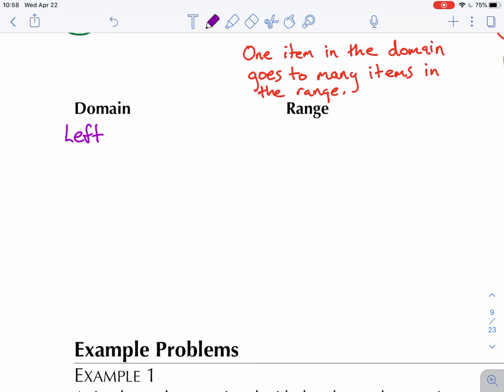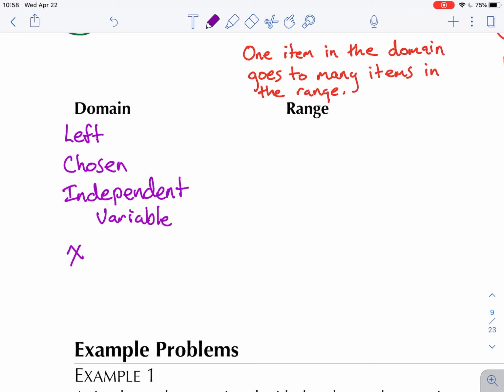So let's write a few notes about the domain values. The domain values are to the left. They're also chosen. We call them the independent variable. It's also our x values. They're also the ones on the horizontal line of the graph.